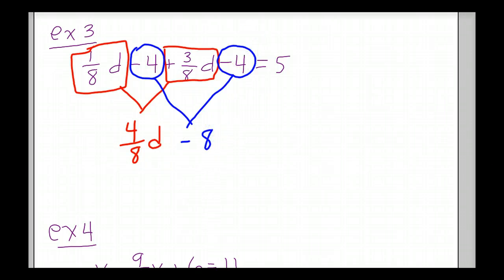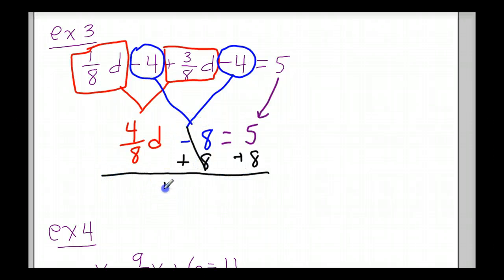And remember, it equals 5. That stays the same. Okay, so now again we have a 2-step equation. What do we do first? We're going to add 8 to both sides. Remember, we add or subtract first. Add 8 to both sides.